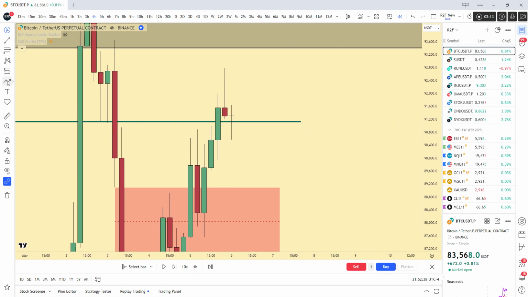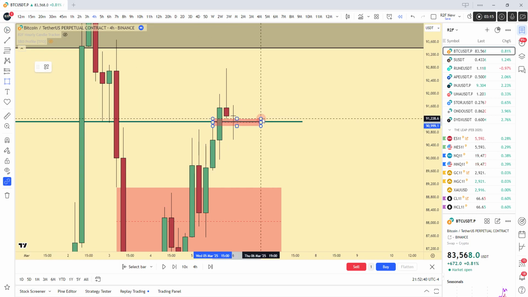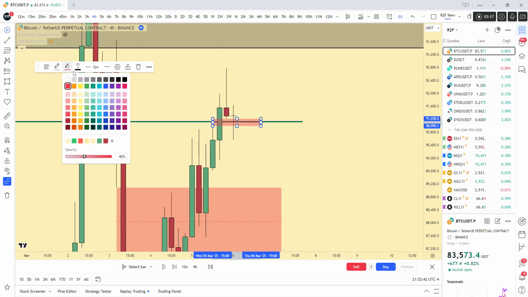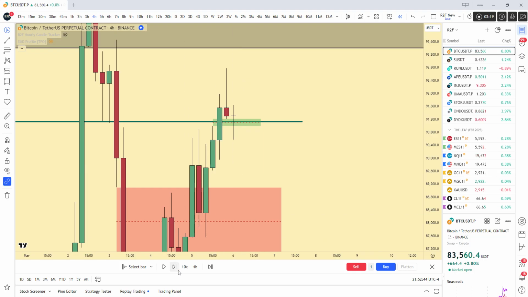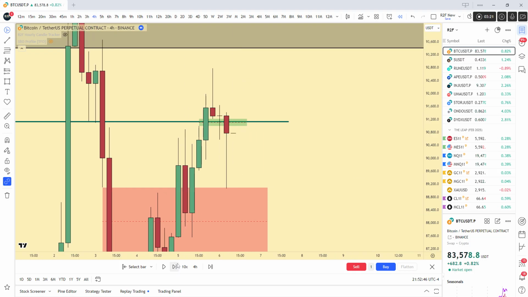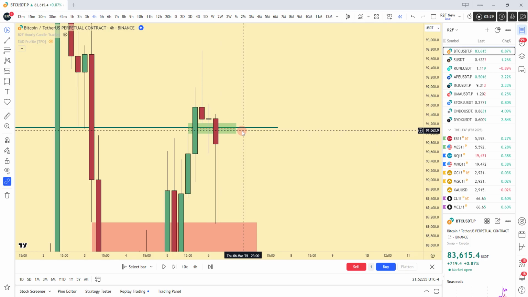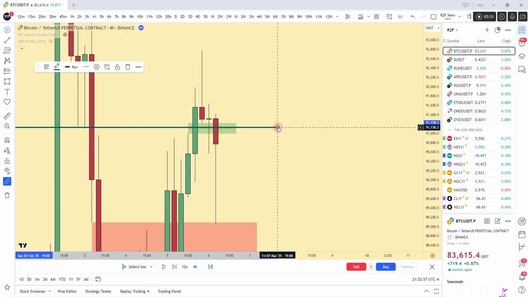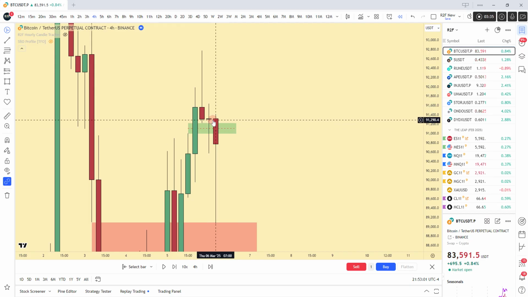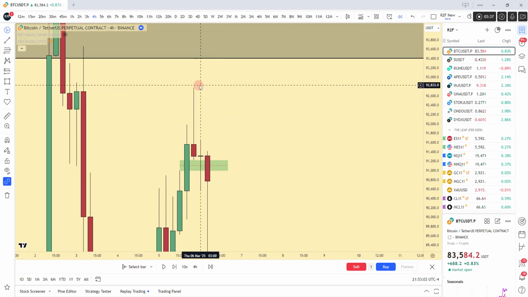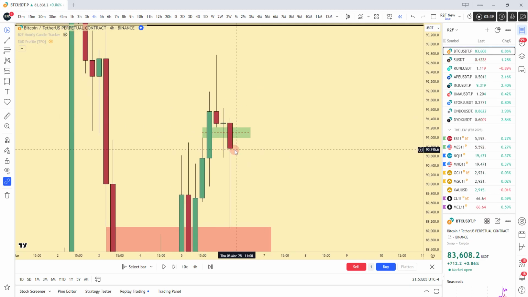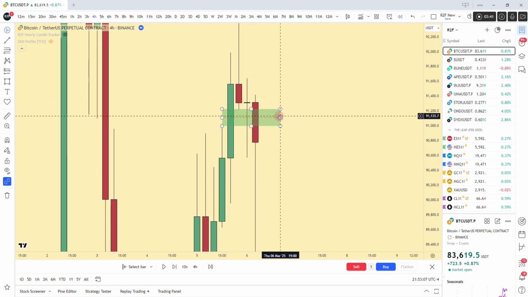Okay, so we created a BC here. So fast. Okay, I'm a bit biased now, but I wanted to see if this would be an inversion gap. I think it's not, because we came up here, and I want to see if we kind of close up here or not. So we close down here. This is a candle inversion gap.